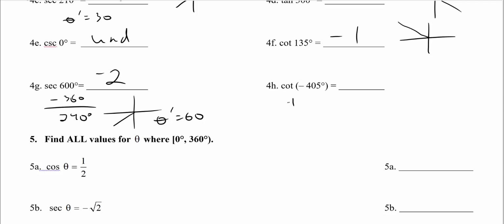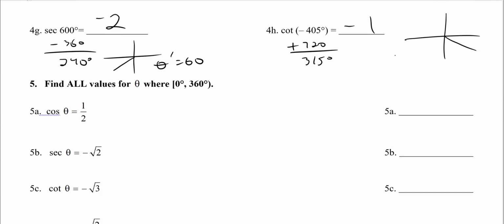I'm going to add 360 twice. I'm going to add 720 to that, and that gives me 315 degrees. Well, that's a hot day, right? And then your 315 is over here. Of course, it's 45 degrees, and cotangent is negative there, and so it's -1.